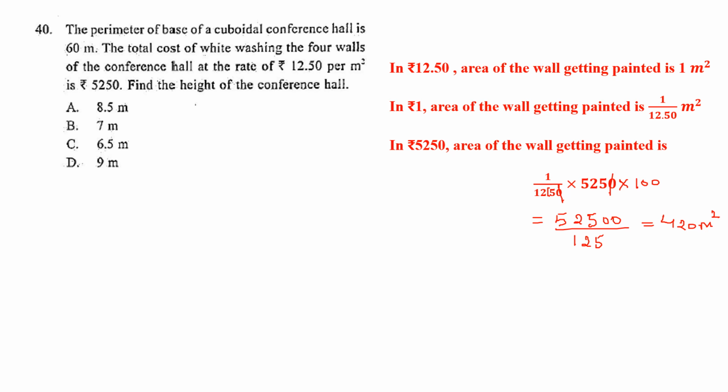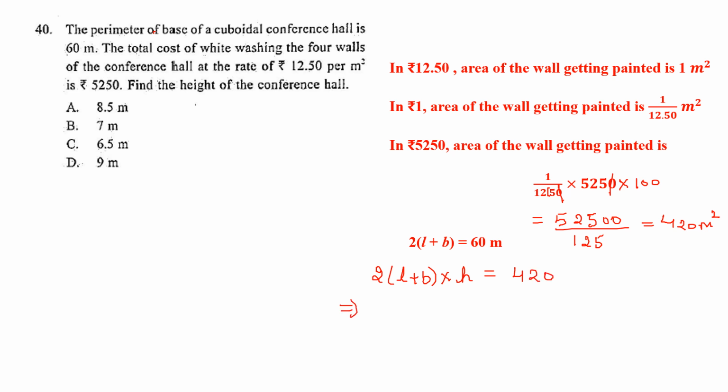And now what else is given in the question? The perimeter of the base. Okay, now, so perimeter of the base, the base of the hall is in the shape of a rectangle, right? So it is 2 times length plus breadth. This perimeter is given as 60 meter, isn't it? And you know what the area of the 4 walls formula is? The area of the 4 walls formula is 2 times length plus breadth multiplied by height. And this value I have got, it is 420 meter square.